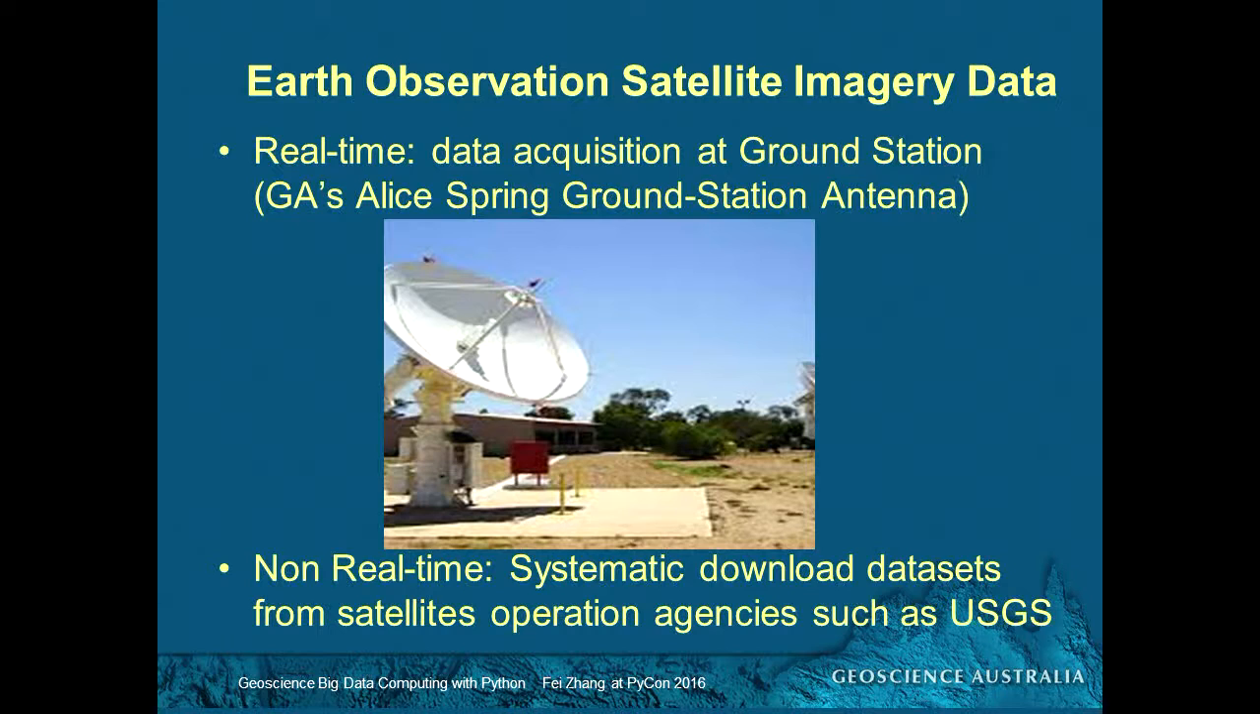The other way is through non-real-time systematic download of data from the satellite operators, operation agencies, such as the United States Geological Survey and the European Space Agency. These agencies launch and operate satellites, and they have the satellite data acquired through relaying. So we also download a lot of data from there.